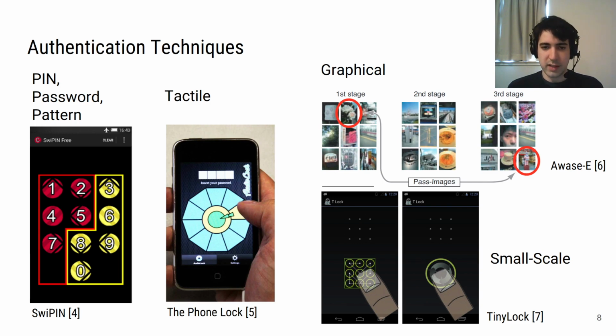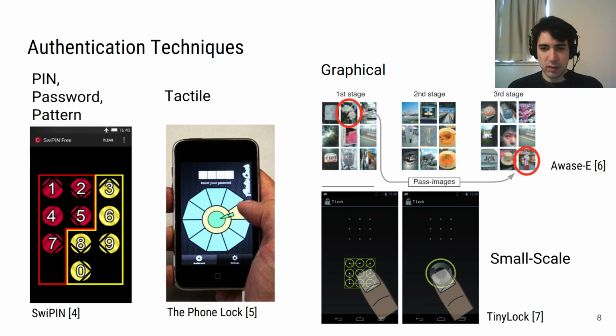There are also tactile locks, for example the phone lock by Bianchi and colleagues. In this work, each PIN digit was mapped to a different vibrotactile pattern, and so to enter the PIN you had to remember which vibrotactile pattern corresponded to which number.